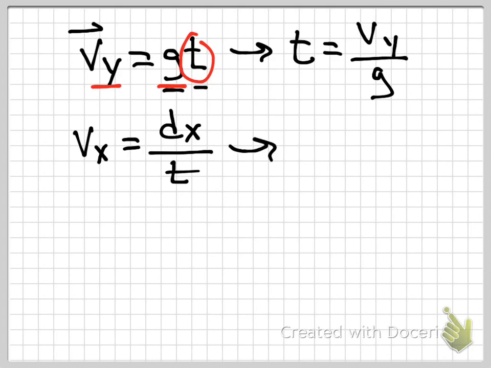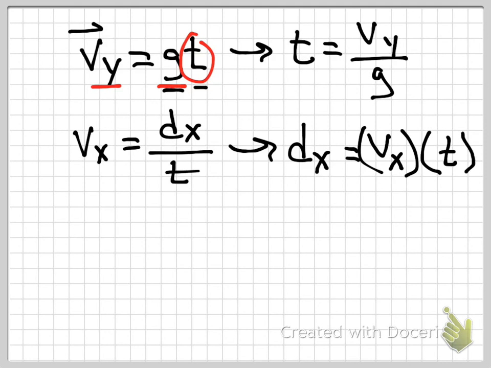So if we want to rearrange that to solve for distance, that would simply be simple algebra here. Dx, our distance in the x direction, equals Vx, put parentheses around there, times time. Okay?